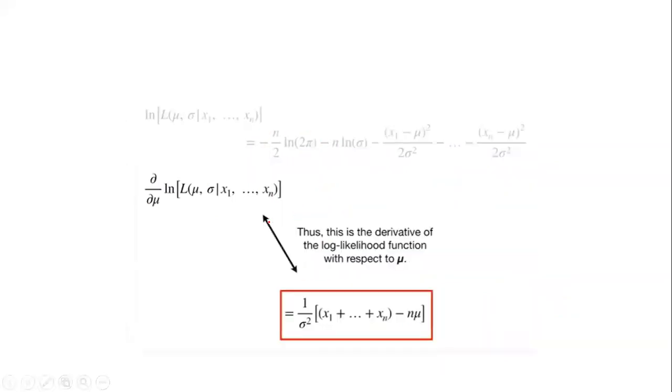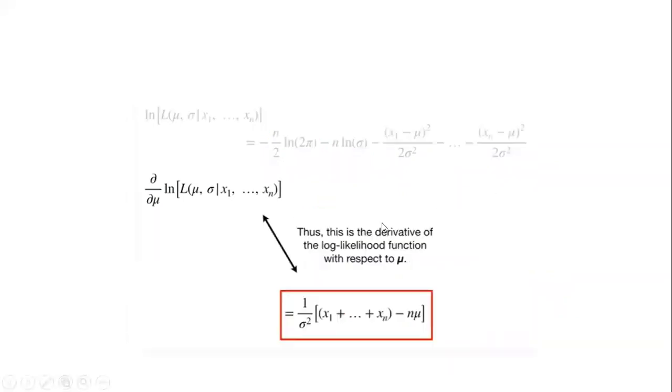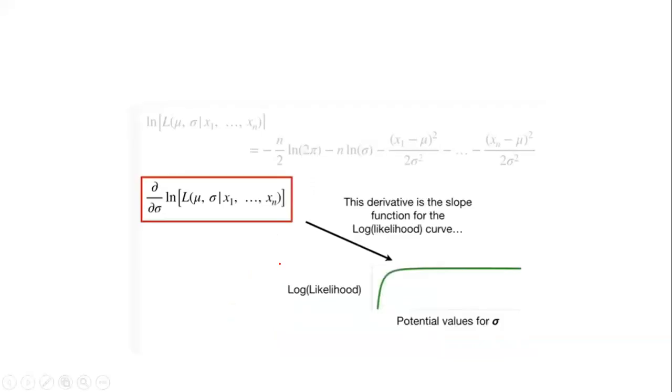Now, if we further simplify this, we can separate out 1 by sigma square. So you'll get 1 by sigma square into x1 plus x2 up to xn minus n into mu. Let us keep this equation. This is what you get when you take the derivative with respect to mu. Now let us take the derivative with respect to sigma, keeping mu as constant.